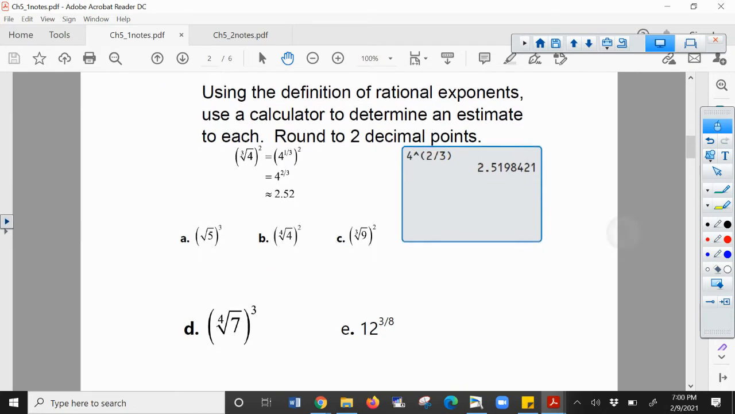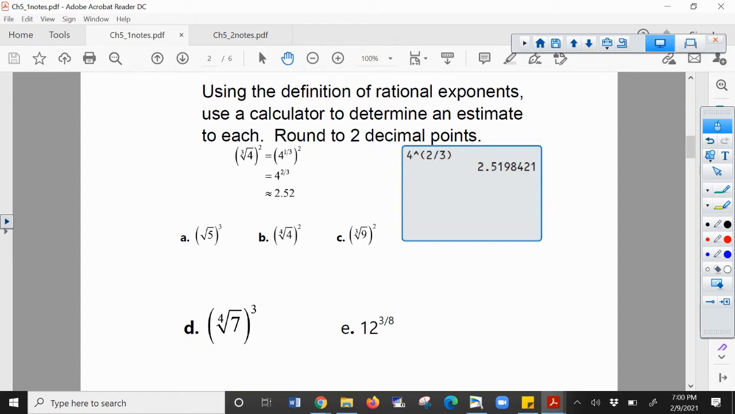So the other thing we need to be able to do is make sure you know how to do this in a calculator. So use the definition of rational exponents to use a calculator to determine the answers for these things. If you're using a Google calculator, a TI calculator, a hand calculator, whatever it is, make sure you know how to do these kinds of problems.